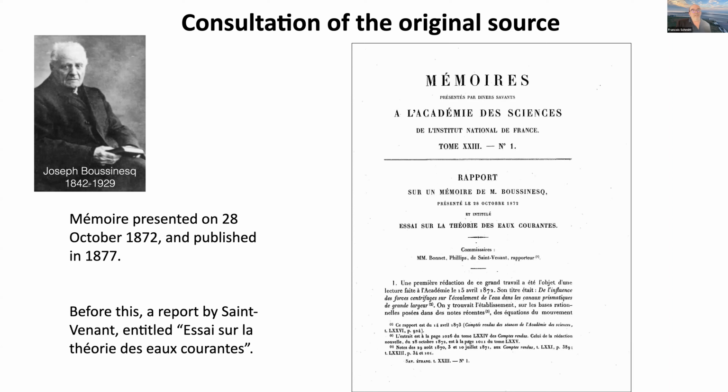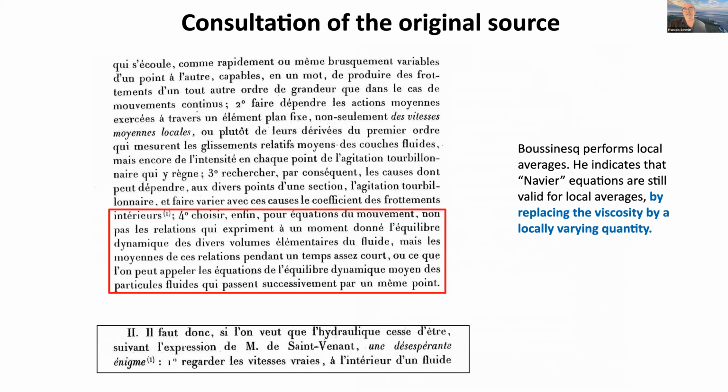And so we can see that the original paper, which is shown here, the memoir, was published by the Comptes Rendus de l'Académie des Sciences in France, in Paris. And before this, in fact, Boussinesq gave a talk in 1872, and this talk was published as a long memoir a bit later, 5 years later. And also there was an essay, a kind of introduction by Saint-Venant, which is called Essai sur la théorie des eaux courantes.